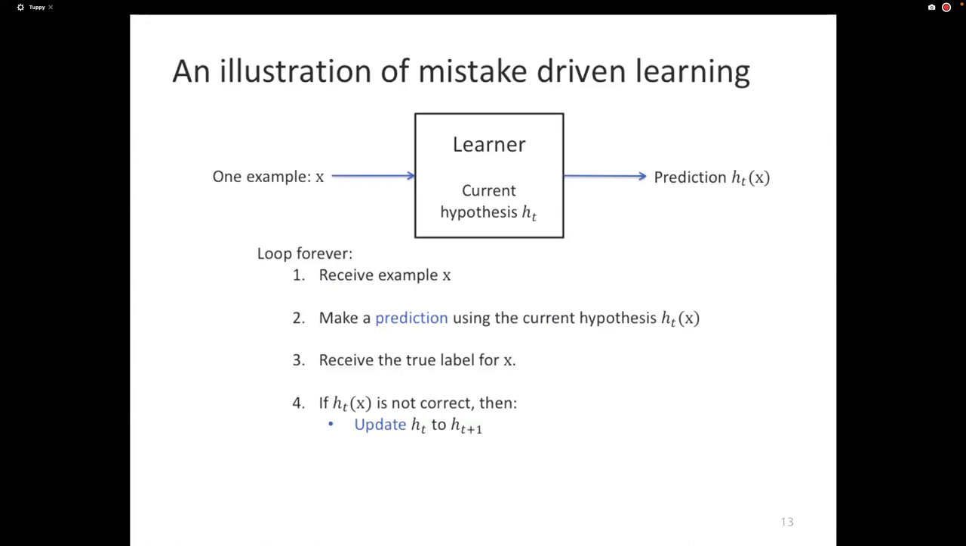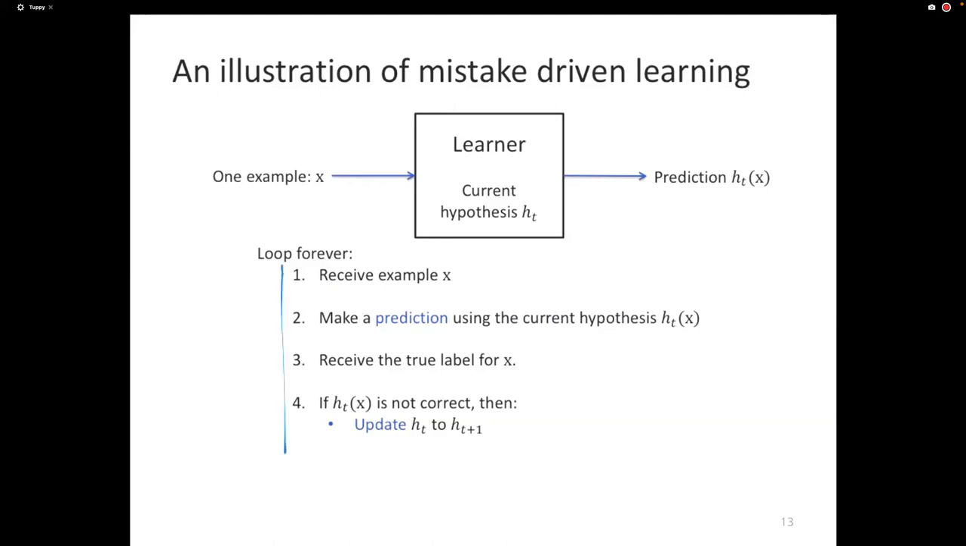In fact, it could be chosen by an adversary, which means that the example might be chosen to be the most difficult example for the learner currently. And the learner makes a prediction using the current hypothesis, so the learner returns h_t of x. After the learner produces its prediction, nature then reveals the true label. The true function is f. So the true label is revealed by nature to the learner. And at that point, the learner knows whether it has made a mistake or not. If it has made a mistake, then it updates its internal hypothesis from h_t to h_t plus 1. And that's the end of this round.